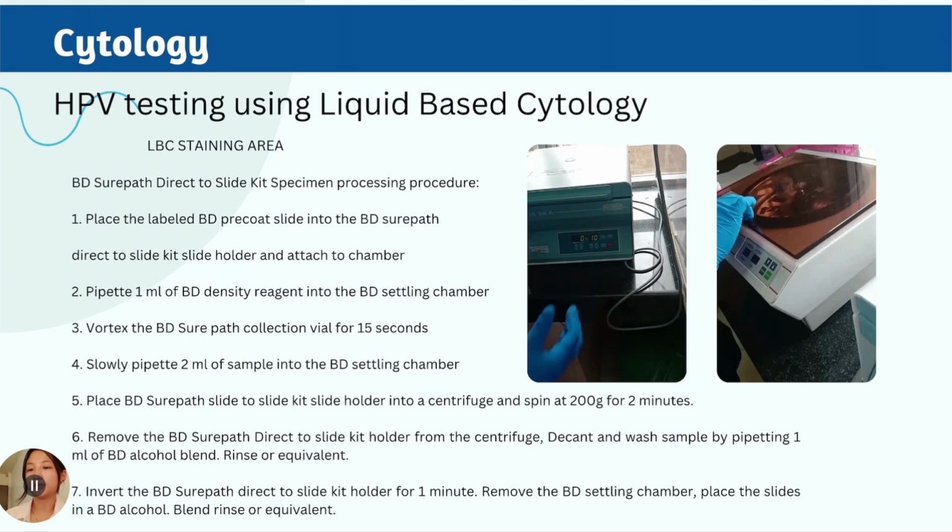We will be testing using the liquid-based cytology, LBC, staining area. First, they start by placing the labeled BD pre-coat, and they pipetted 1 ml of BD density reagent, and they vortex it. After that, they slowly pipetted 2 ml of sample into the BD settling chamber and placed the BD settling chamber onto the slide kit, and then removed the BD settling chamber from the slide kit, and after that they inverted the BD settling chamber.